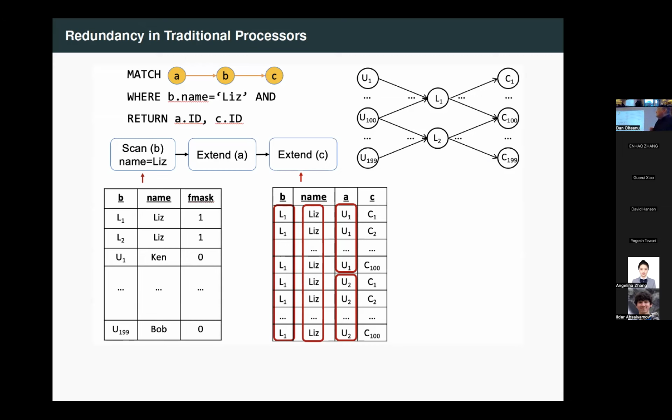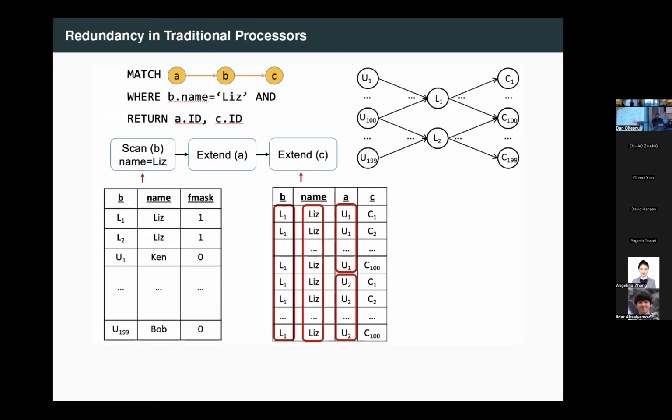So in traditional processors like Neo4j and the others, you get a lot of redundancy, yeah? Why? Because they will be smart. They will say, okay, this is our plan for the query. I will first scan B because I have this condition, and then I get Liz. So if I have this representation for B, only Liz, which is L1 and L2 for B, would have the mask 1. Everything else would be 0, right?